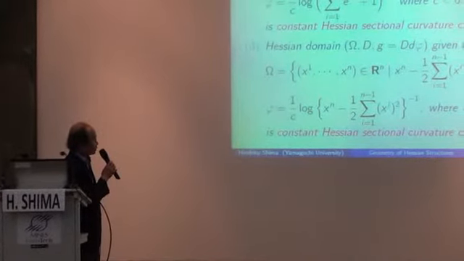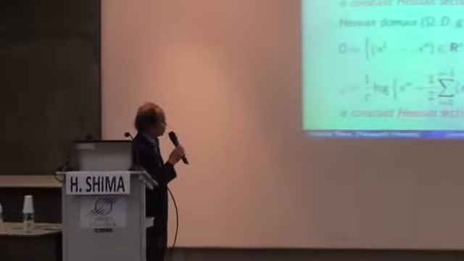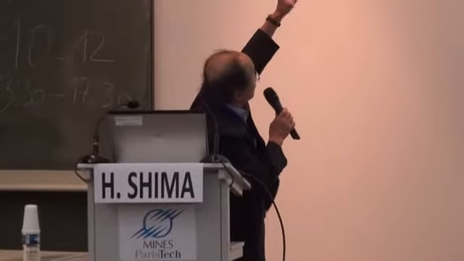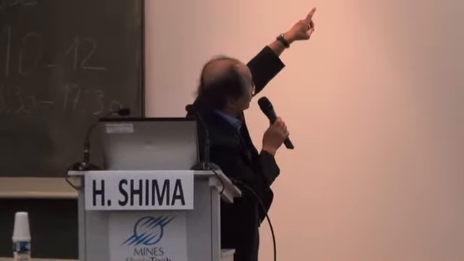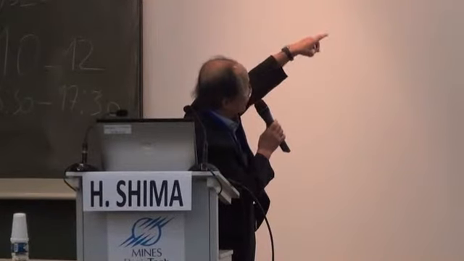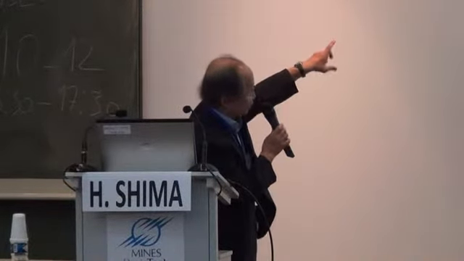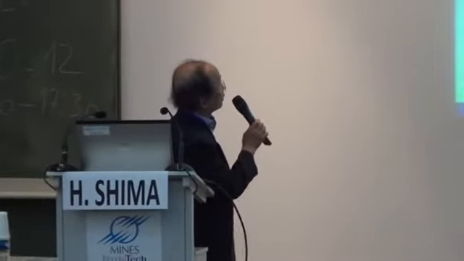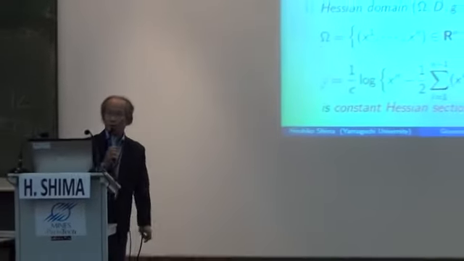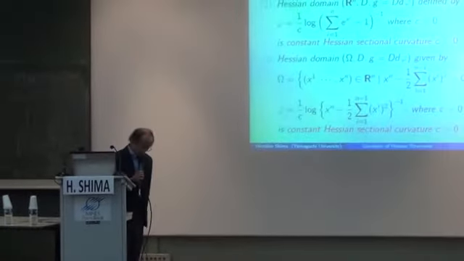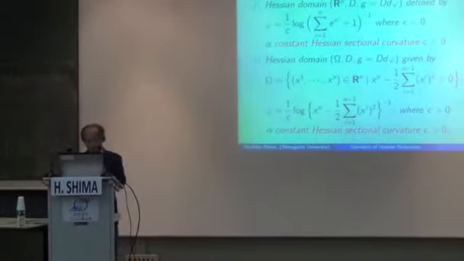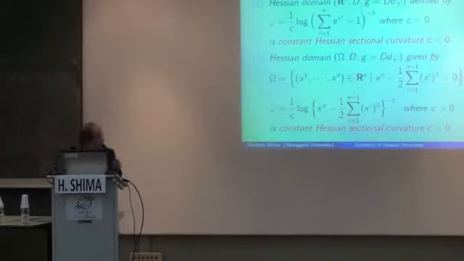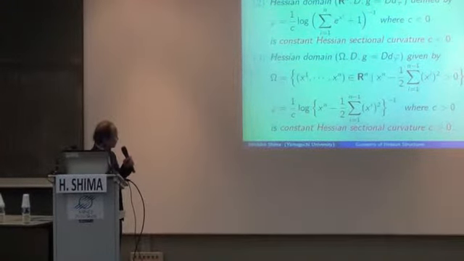It is a little bit different from Kähler geometry. And the first case is homogeneous. The second case is not homogeneous. The third case is homogeneous. But in the Hessian case, all the spaces of constant Hessian sectional curvature are homogeneous. Therefore, a little bit different.